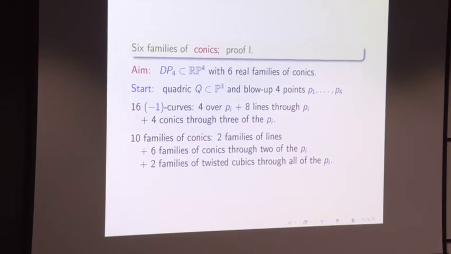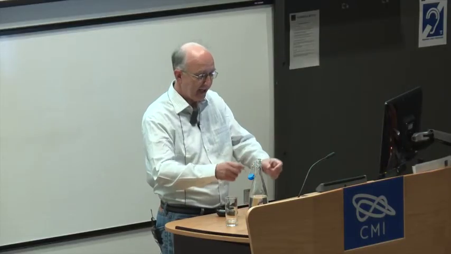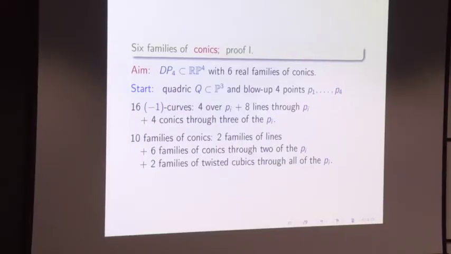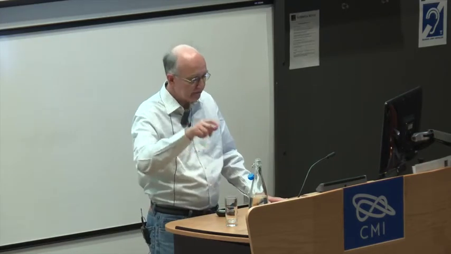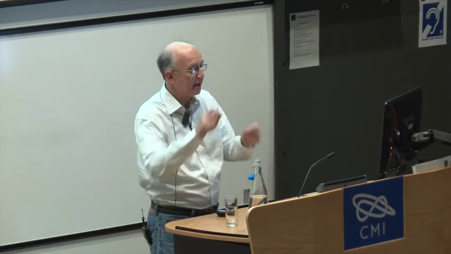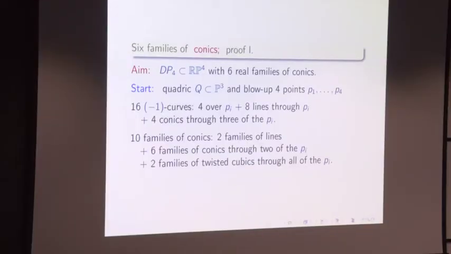And now these 16, rather four, I get from just blowing up points. So I have the four exceptional curves that give me four minus one curves. Now, through each of these points there are two lines passing. These lines have a trivial normal bundle. If I blow up the point, it drops the normal bundle degree by one. So that means I get eight. What's harder to see is that if I have a conic that passes through three of these points, then again after blowing up, you get something that has normal bundle minus one. So there are these 16 minus one curves.